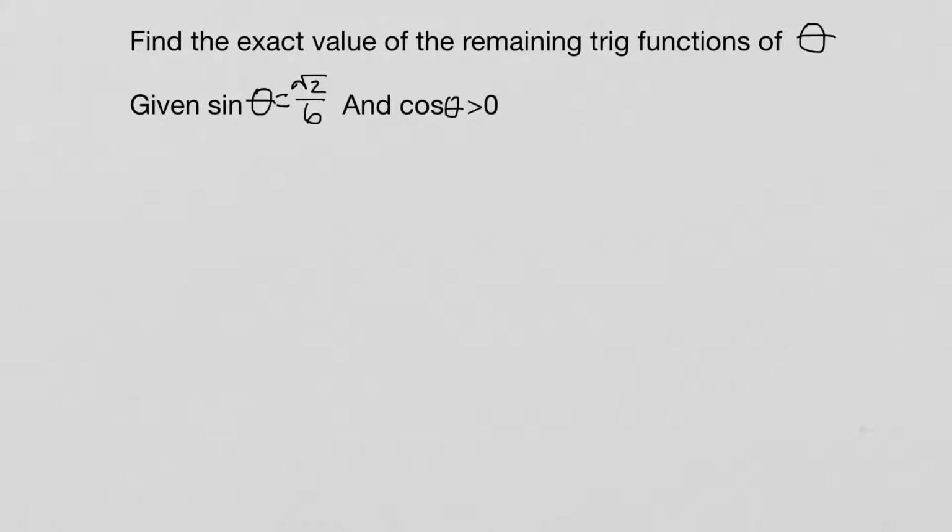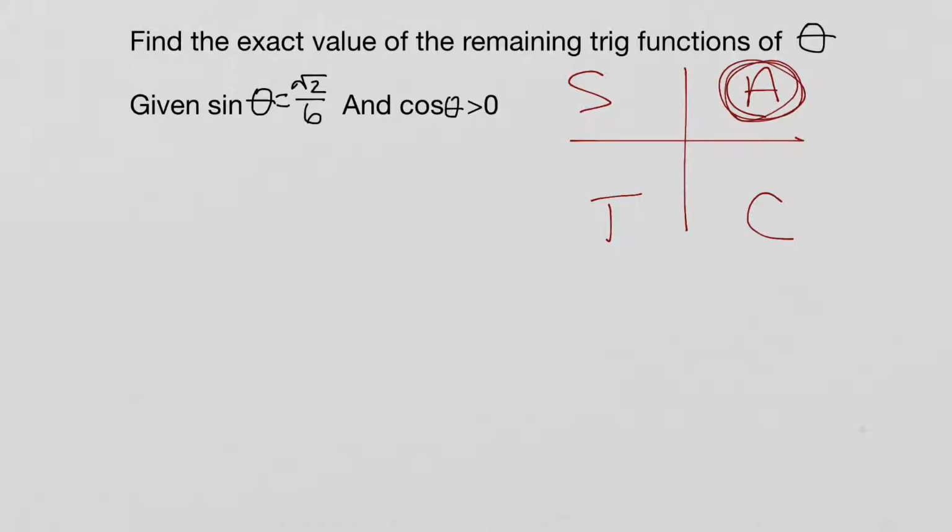If we think back to what we learned in class, "All Students Take Calculus" is one way for us to remember the sign, S-I-G-N, of each of the trig functions. If we look, sine and cosine, everything is positive in quadrant 1. So that tells us that we are in quadrant 1.